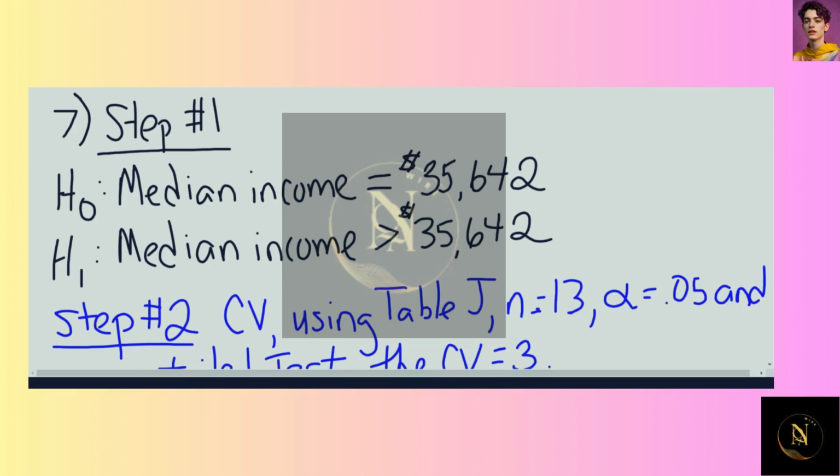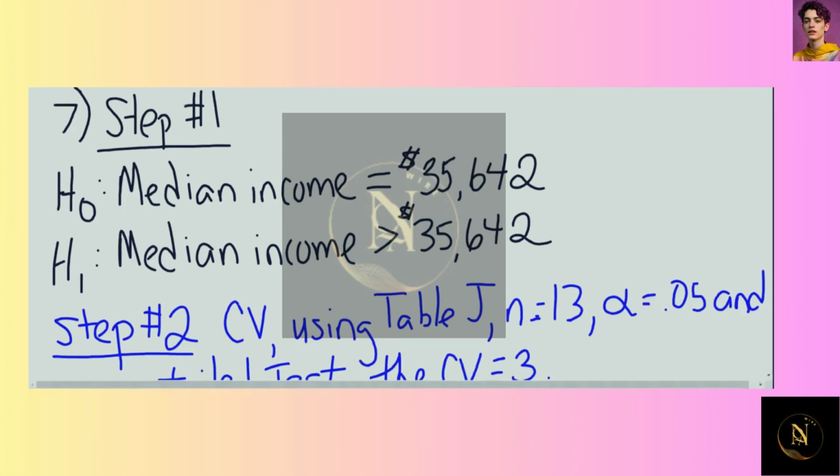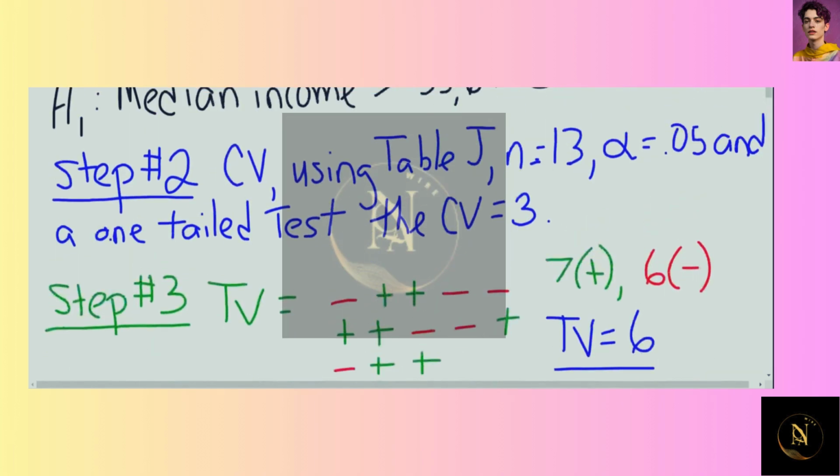All right, so we have our hypothesis. For step 1, we have our first hypothesis, the median income, which equals 35,642. That's here. And then the belief in the question that we're looking to show is that the median income is actually greater than 35,640. So we move on to step 2.